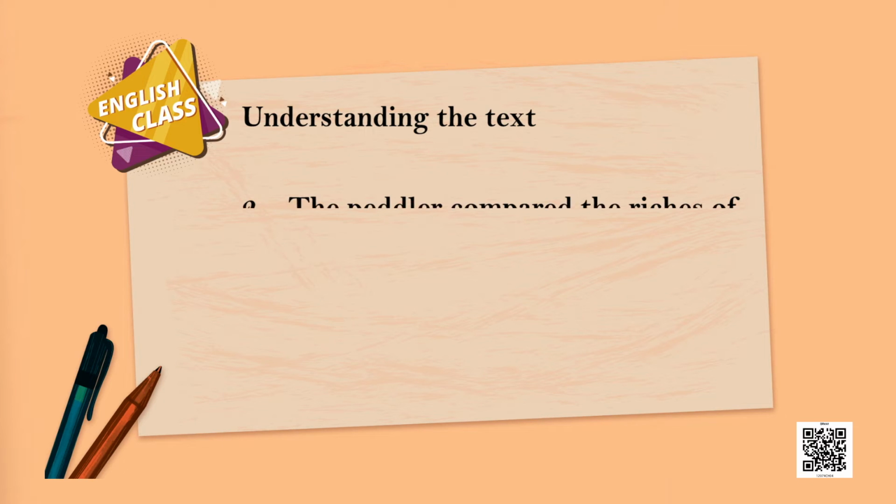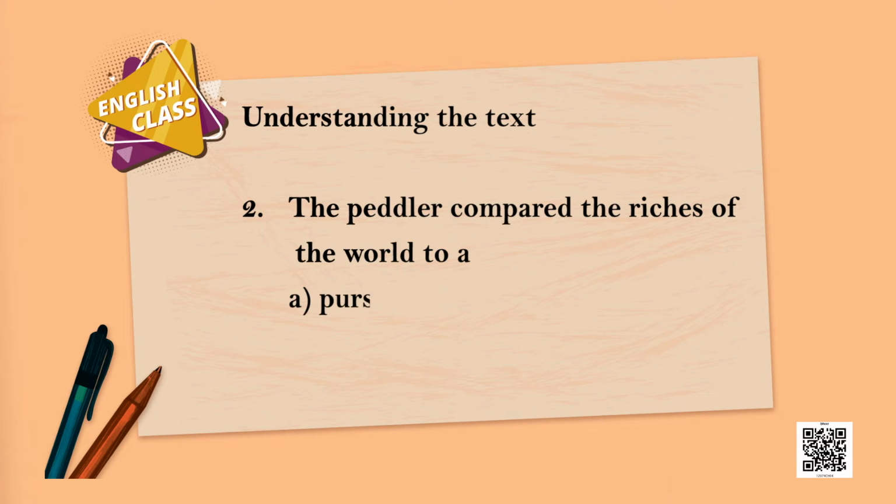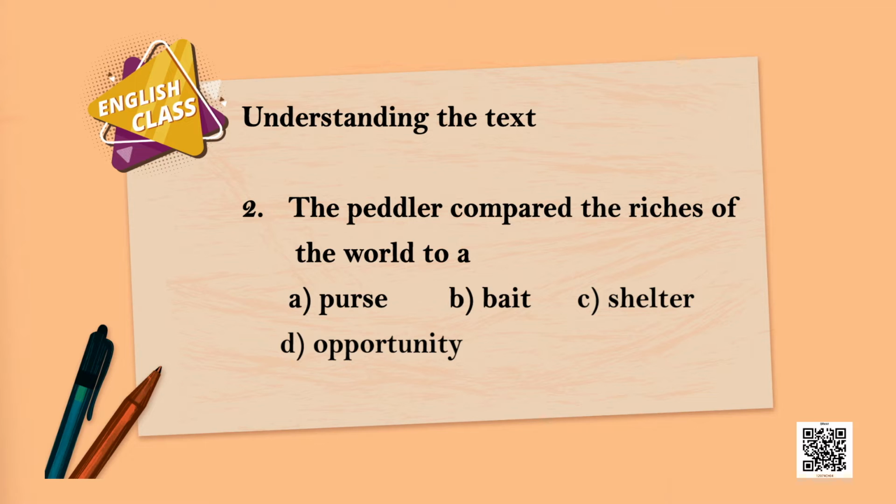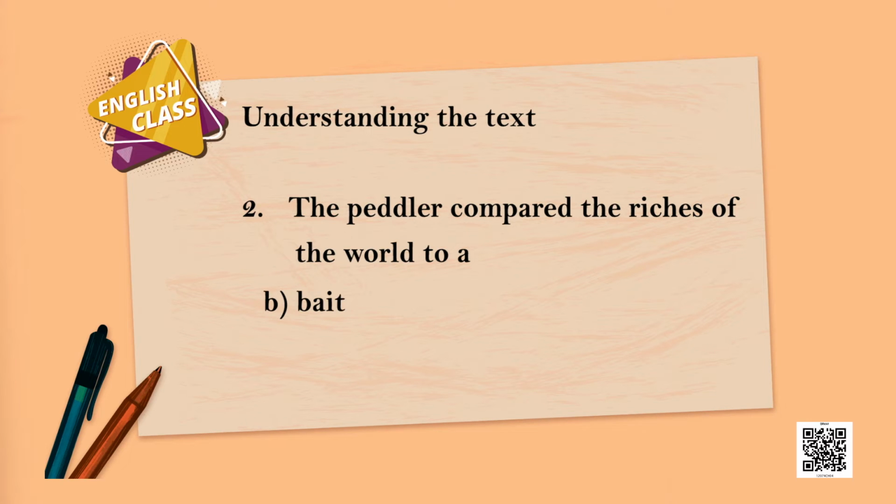The next statement says, the peddler compared the riches of the world to: A. purse, B. bait, C. shelter, or D. opportunity. Yes, the peddler compared the riches of the world to a bait, option B.